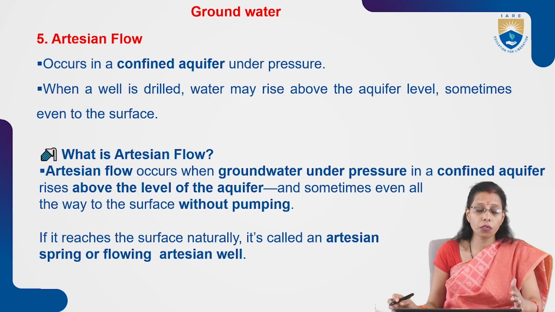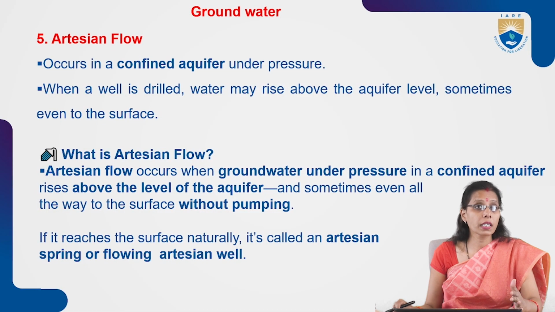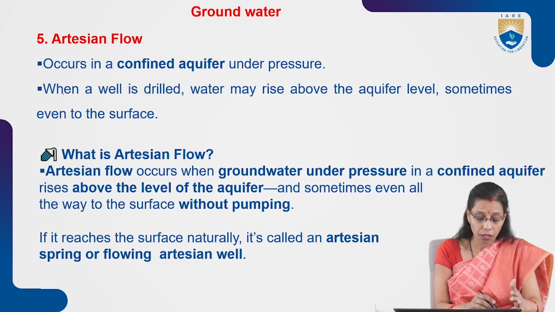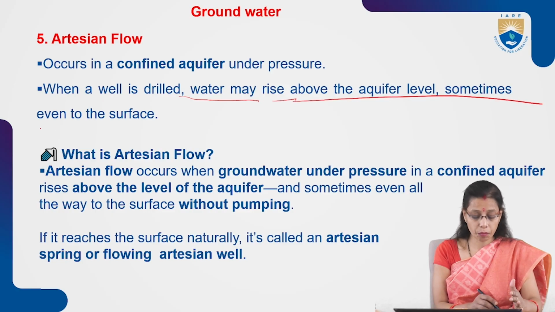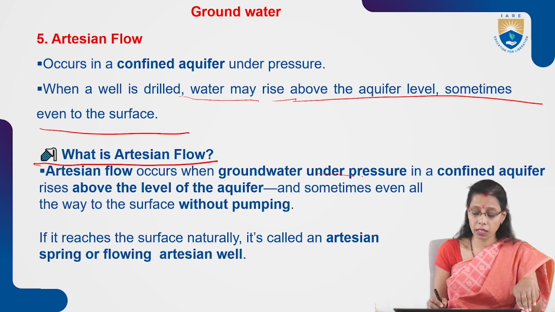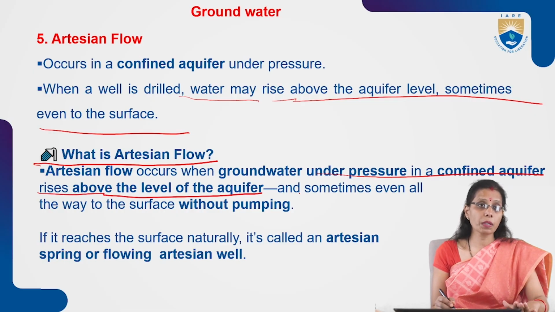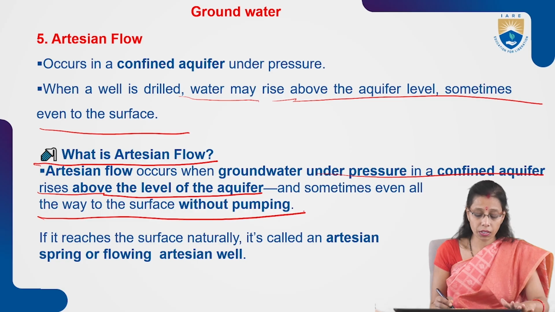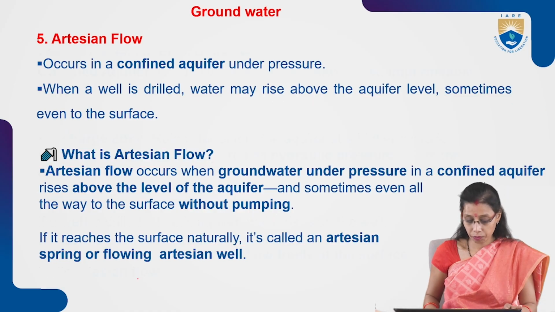Next, we have artesian flow. If we talk about the artesian flow, it occurs in the confined aquifer under pressure. When a well is drilled, water may rise above the aquifer level, sometimes even to the surface. Now, what is artesian flow? Artesian flow occurs when groundwater under pressure in a confined aquifer rises above the level of the aquifer and sometimes even all the way to the surface without pumping. So if it reaches the surface naturally, it is called an artesian spring or a flowing artesian well.